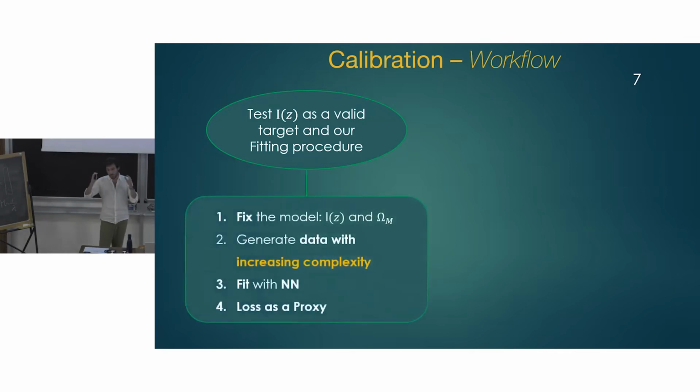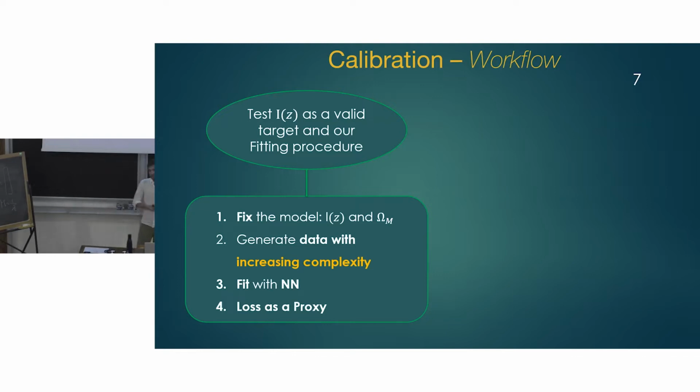What really matters in our results is the procedure we use. We started by fixing I of z and omega m, which were two important parameters in our functional, in the way we link the neural network with the actual prediction, the actual point on the Hubble diagram. We fix them, and then we generate data with increasing complexity. So we generate several Hubble diagrams with increasing complexity, and I will try to explain what increasing complexity means in this context.